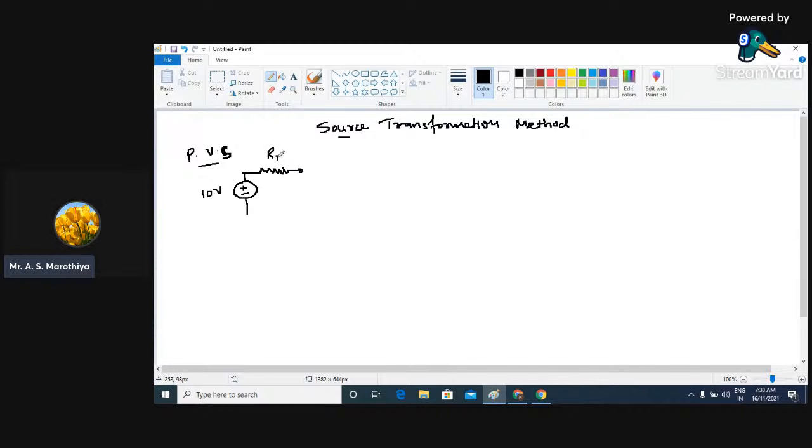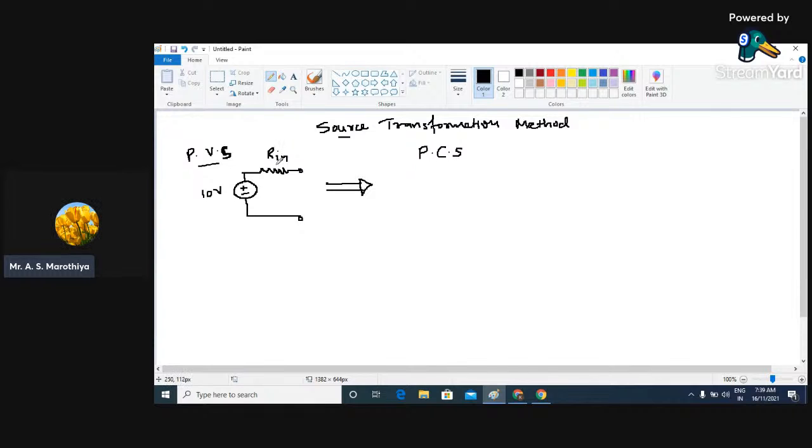Let us consider that the internal resistance of this voltage source is say R in. So this is nothing but a representation for a practical voltage source. Now suppose if you want to represent this practical voltage source into its equivalent practical current source, then how are we going to represent that? First, whenever you are trying to apply the concept of the source transformation method, remember one thing: whenever you are trying to switch a source from voltage to current or from current to voltage, the value of resistance is not going to be changed.